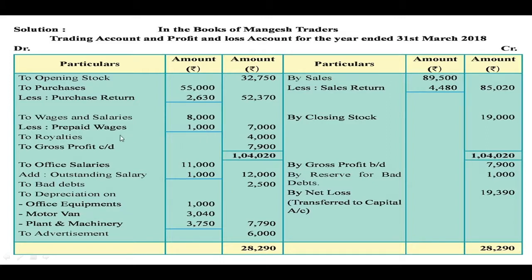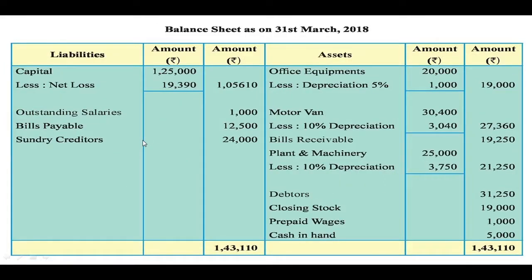Now for this 1,000 we have to give the second effect. See, these wages are prepaid, paid in advance, for which the business organization is going to receive the services in the future. Something that is receivable is considered an asset. So prepaid wages are recorded under assets. So in short, you have to remember that outstanding expenses are recorded under liabilities and prepaid expenses are recorded under assets.